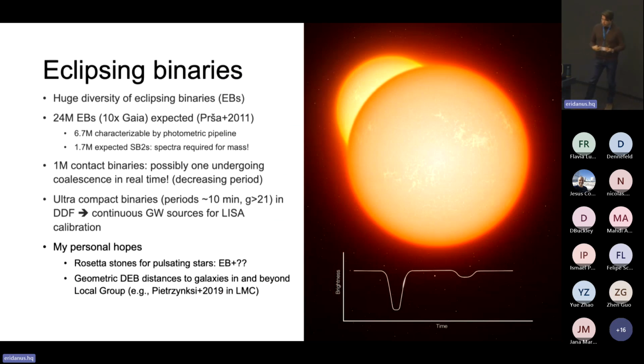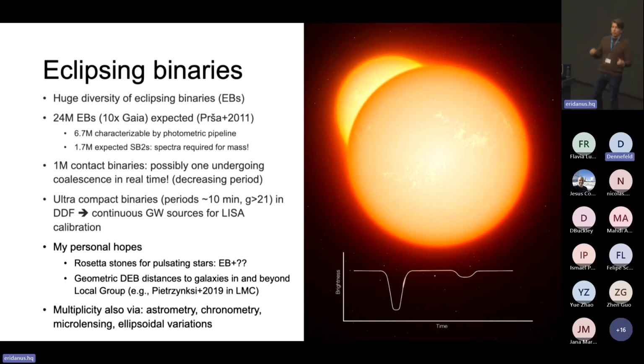My own personal hope for eclipsing binaries is that we would get lots and lots of eclipsing binary systems that contain pulsating stars, because then we can really have Rosetta Stone type systems that will tell us more about the pulsations and about the structure of these stars, as well as objects at extragalactic distances, so the Local Group or beyond even, where we can measure geometric distances from the late-type, detached eclipsing binary systems, similar to what the Araucaria team has done in the LMC.